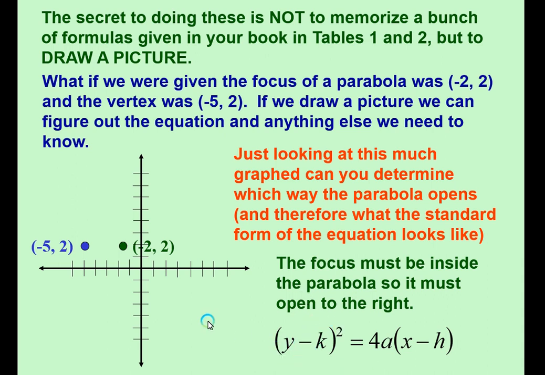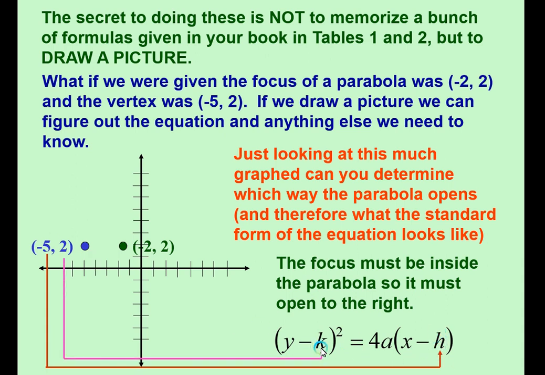Ano ang value sa aton nga vertex? Value sa aton vertex based on the equation is negative 5, 2. So we have to substitute this sa aton nga equation. So we have, this one is x. Imo nga y is this one. So therefore, substitute diri siya. So we will have x minus negative 5 ag y minus 2 squared is equal to 4a times x minus negative 5.